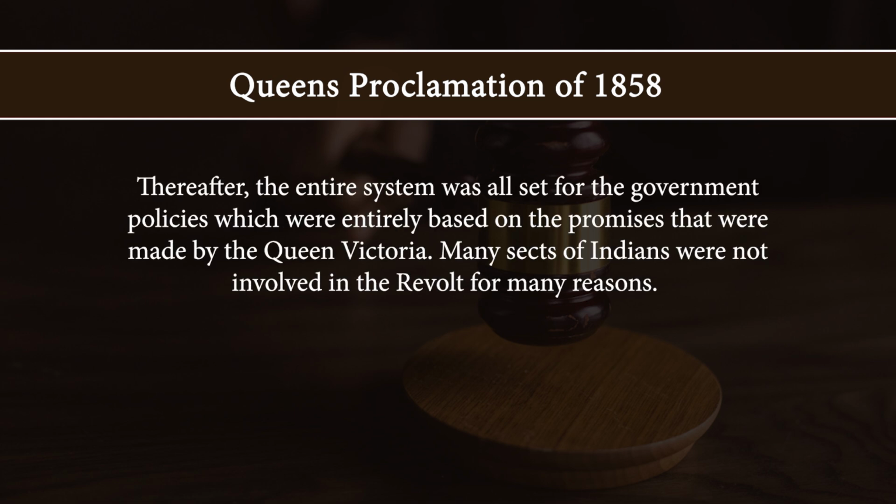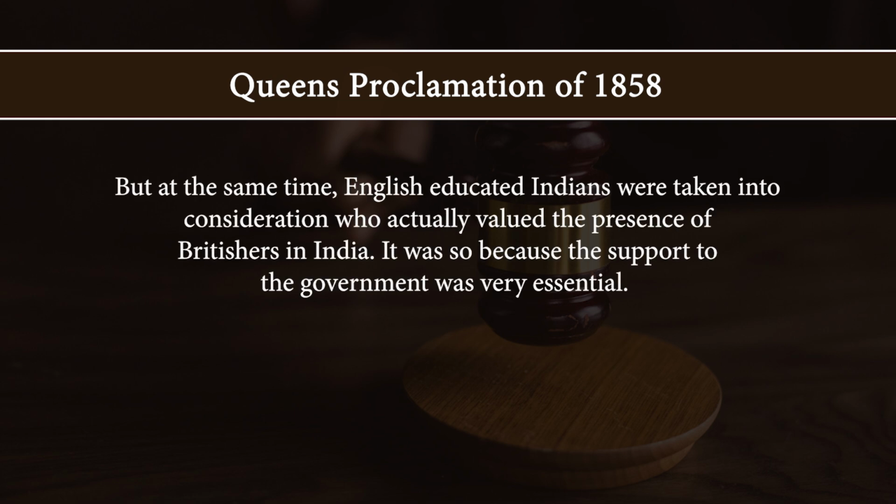Thereafter, the entire system was all set for government policies, which were entirely based on the promises made by Queen Victoria. Many sects of Indians were involved in the revolt for many reasons. But at the same time, English educated Indians were taken into consideration, who actually valued the presence of Britishers in India. It was so because the support to the government was very essential.